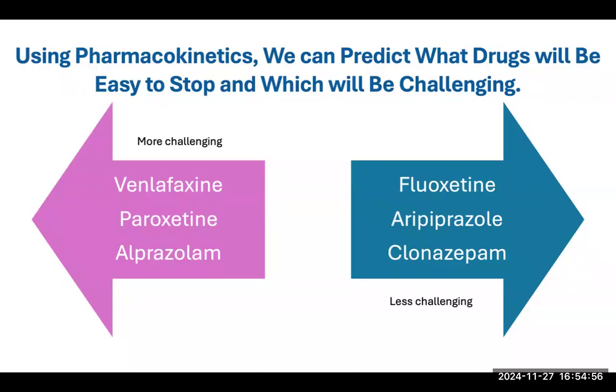So we know that with regards to these ongoing chronic medications, the drugs that are going to be more challenging are the short half-life drugs: your venlafaxines, paroxetine, alprazolam if we're talking about benzodiazepines. And the meds that are easier to get off of are those that have a long half-life, such as fluoxetine, aripiprazole, clonazepam, because of that longer half-life.